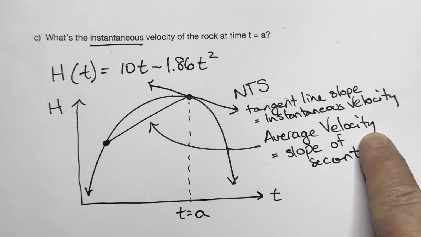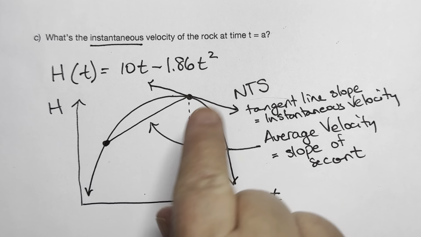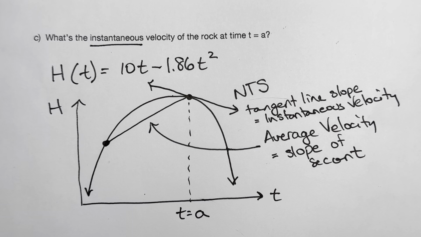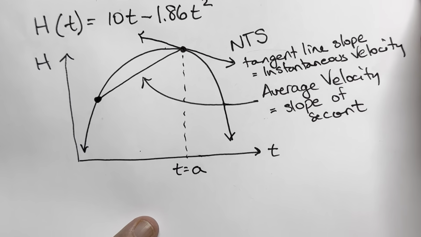Average velocity will give us some information, but not a lot of precision. Instantaneous velocity will give us the precision of that point, but it doesn't really tell us about anything else. So it's two different measures. But the question is, how do we get to the instantaneous velocity? And that's where we're going to do the preview.